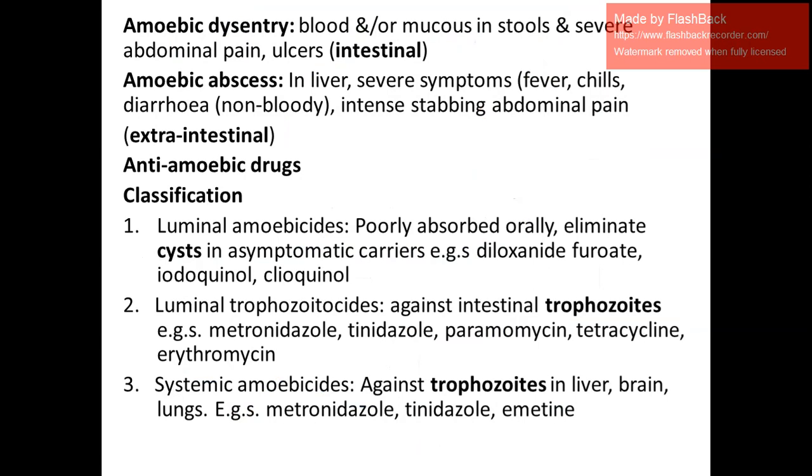Amoebic dysentery means what? The presence of blood or mucus in stools and severe abdominal pain, ulcers, म्हणजे intestine मध्ये ulcers तयार होतात. So this is one of the biggest symptoms of invasion of amoeba. If it is not treated, then it can lead to amoebic dysentery. Still, if it is not treated, it can lead to amoebic abscess.